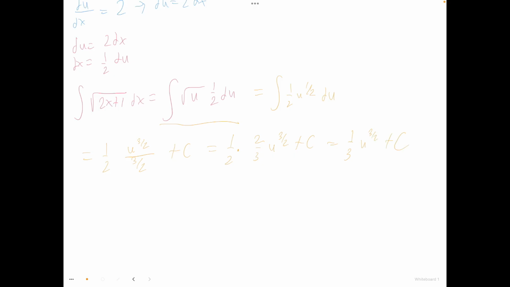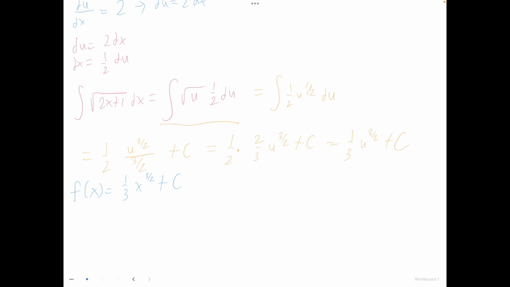And now we need to go back to x, because our actual answer is in terms of x. Just to pattern match, what we found here is our f function, which is 1/3 x to the 3/2 plus a constant. And so what we've done here is basically we found our f. But we want f composed with g, and so we're going to plug g back in.